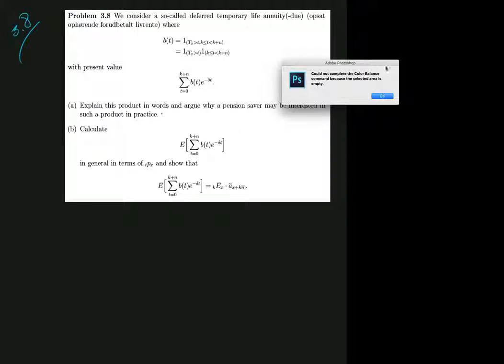So then he says, explain this product in words and argue why a pension saver may be interested in such a product in practice. So that's the first thing that we are asked to do here.